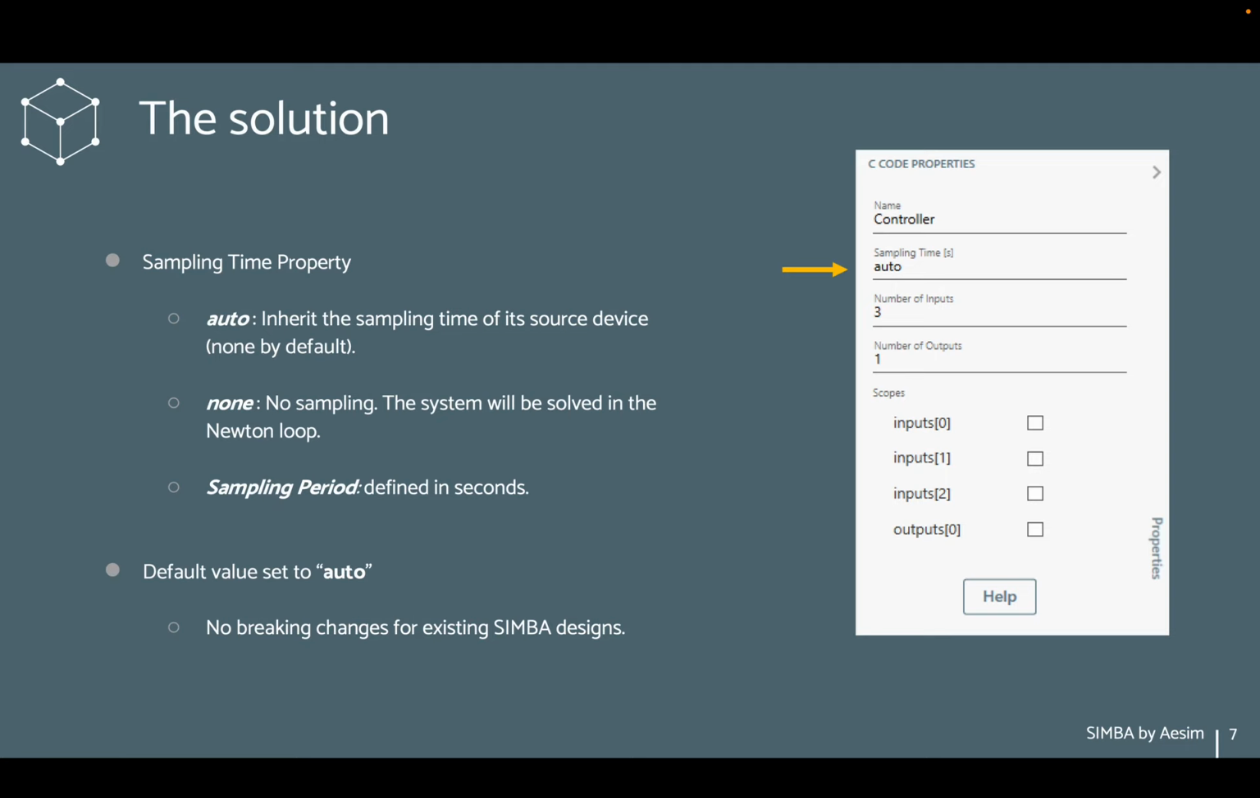By default in SIMBA, all the control models are using the auto value. That means that there are no breaking changes for existing SIMBA designs. And if you don't want to use this feature, you simply leave it to auto and it will just work.